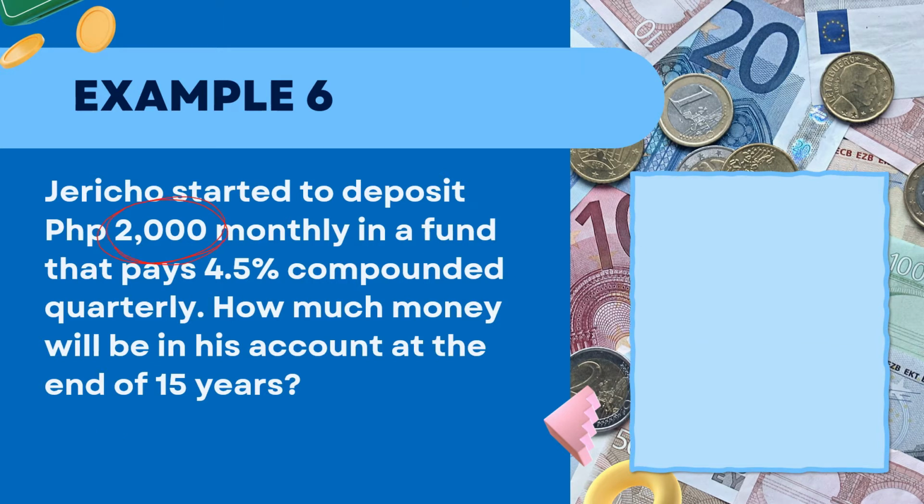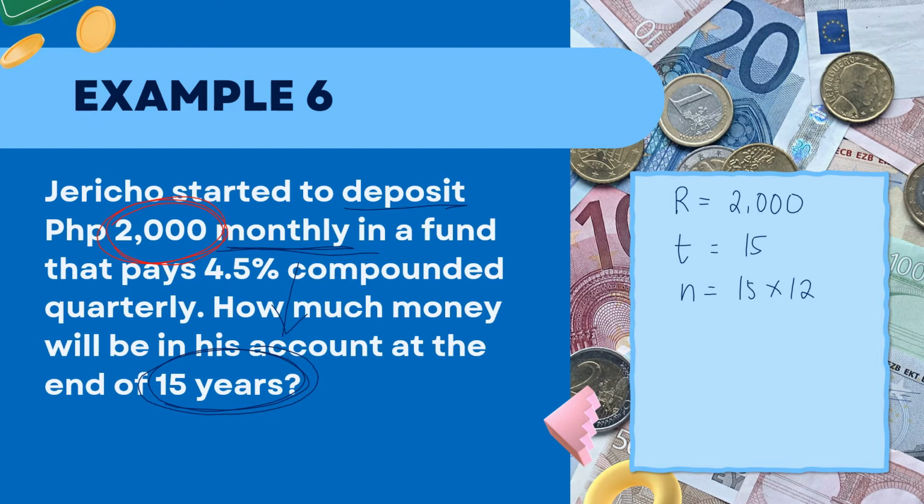So, ano po itong 2,000 na to? Yung 2,000 po na yan po yung ating regular payment. So, 2,000 is our regular deposit, which is monthly daw po. Yan. So, yung number of years natin or the term po natin is 15 years. Kaya kung monthly daw po yung pag-deposit niya for 15 years, ibig sabihin, ang number of payments po natin is 15 times 12.